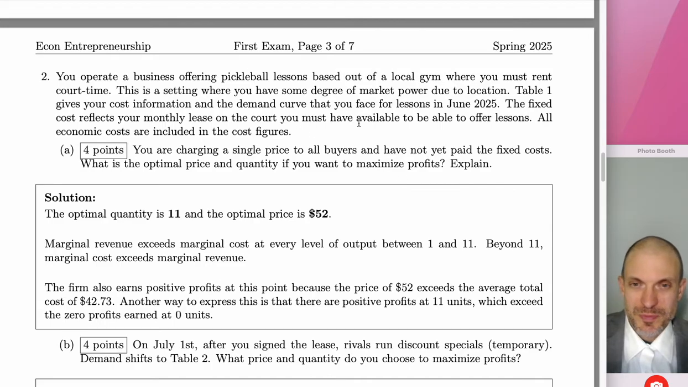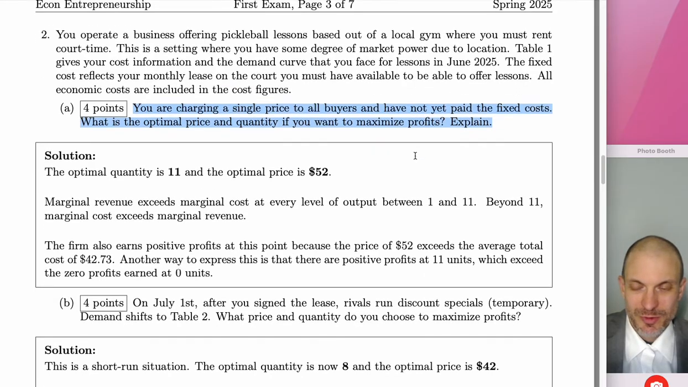Okay, so the next one was pickleball lessons. This has 4 questions. So first, you're charging a single price, not yet paid the first fixed cost. What's going to be the optimal price and quantity if you maximize profit?